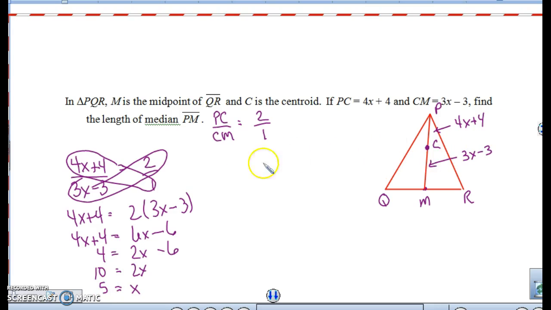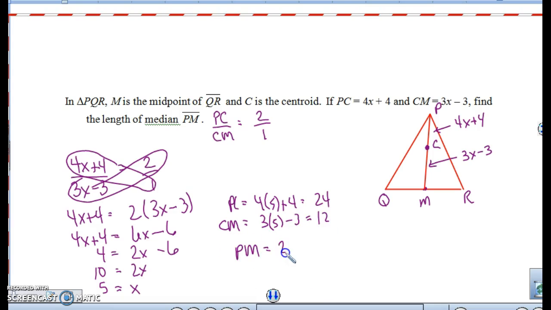So that means that PC is going to be 4 times 5 plus 4, which is 24. CM is 3 times 5 minus 3, which is 12. So that makes PM 24 plus 12, which is 36. So that is finding the length of a median. So we need to know the median, the centroid, and how to find the coordinates of the centroid, as well as find the length of the median. And the ratio of the lengths of the median is 2 to 1.